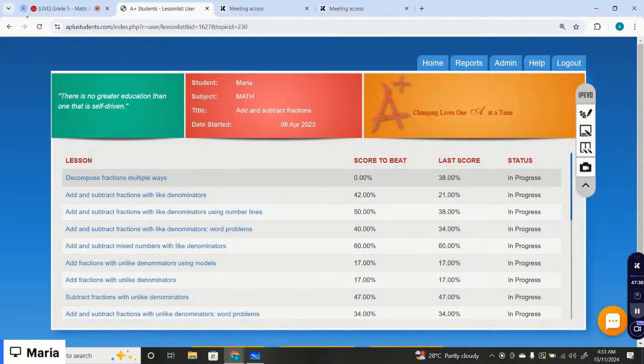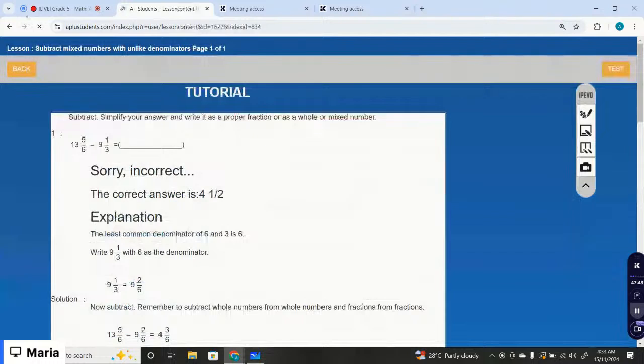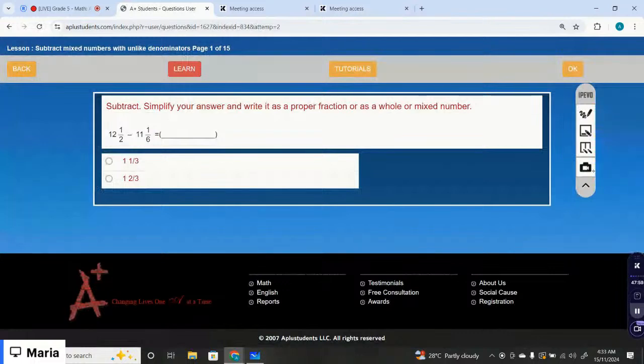The next lesson is subtract mixed numbers with unlike denominators. So subtracting is exactly the same as what we did with adding, right? You have to follow the same steps. Let's just start with the test question, but at the end you have to subtract, not add, right?